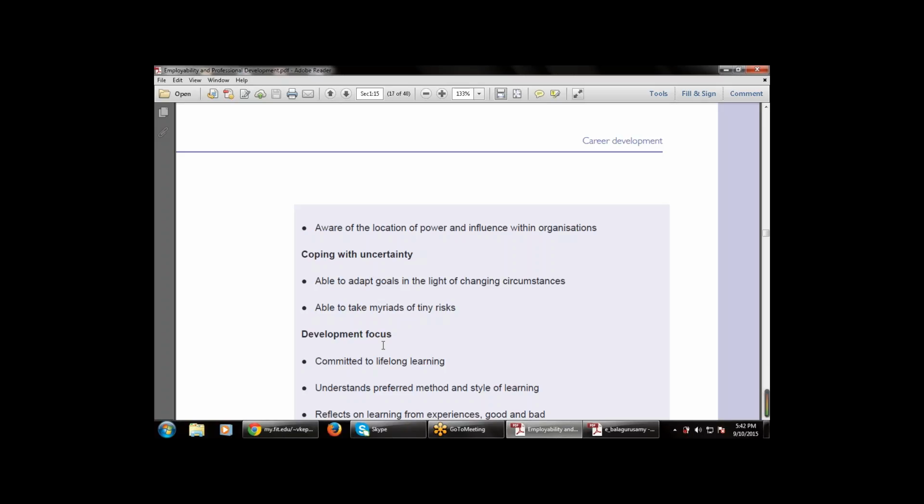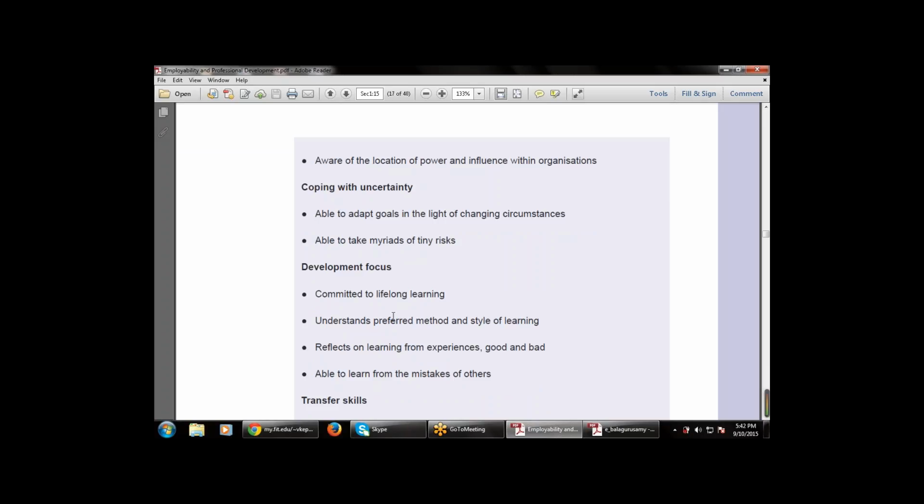The next is development focus, that is, being committed to lifelong learning, which is the first part of career management. Then understanding the preferred method and style of learning, that is, what the preferred method and style of learning are. That is the development focus. Then reflecting on learning from experiences, good and bad, that is, what the various experiences are and how to learn from them, whether good or bad.